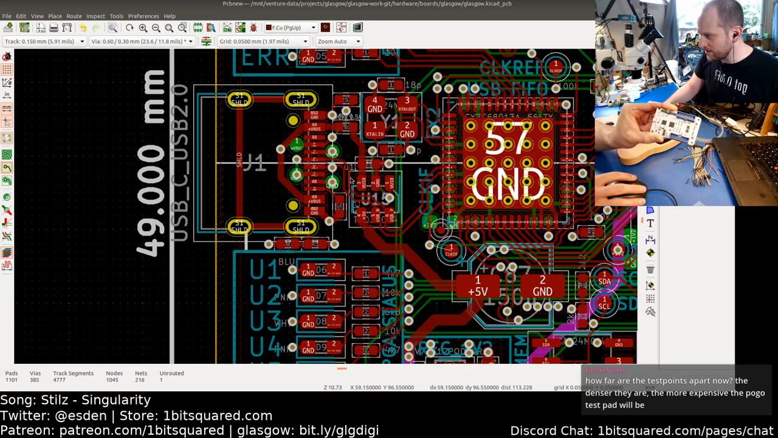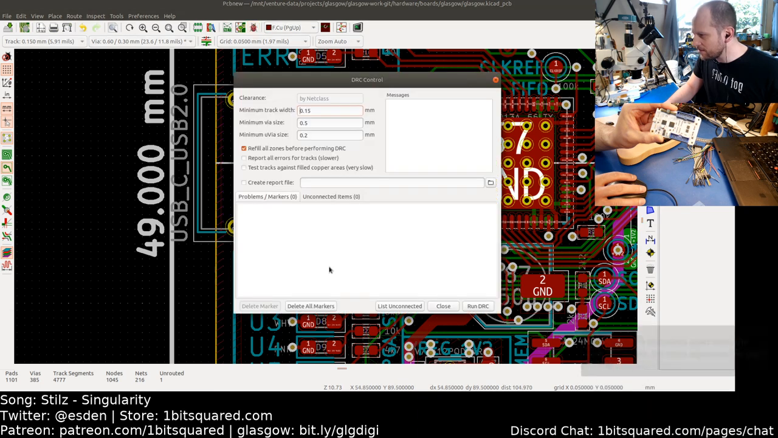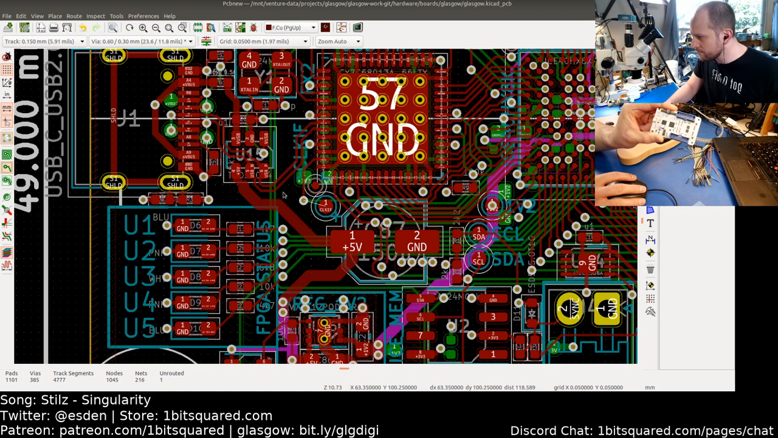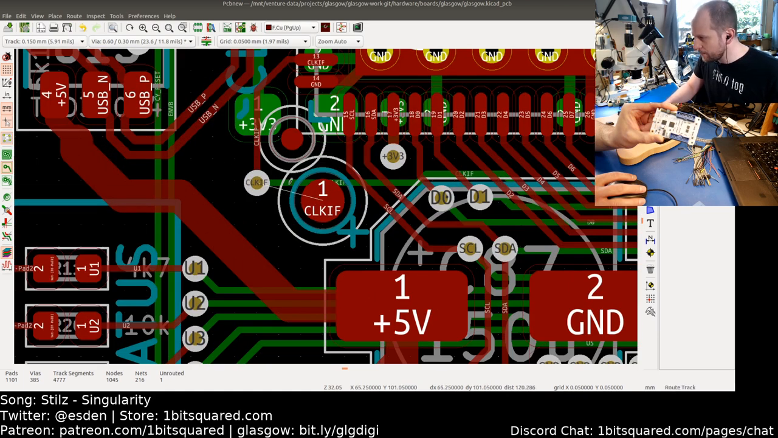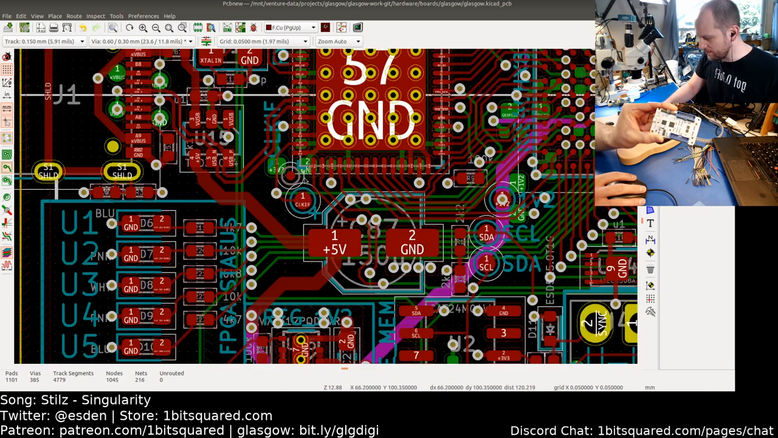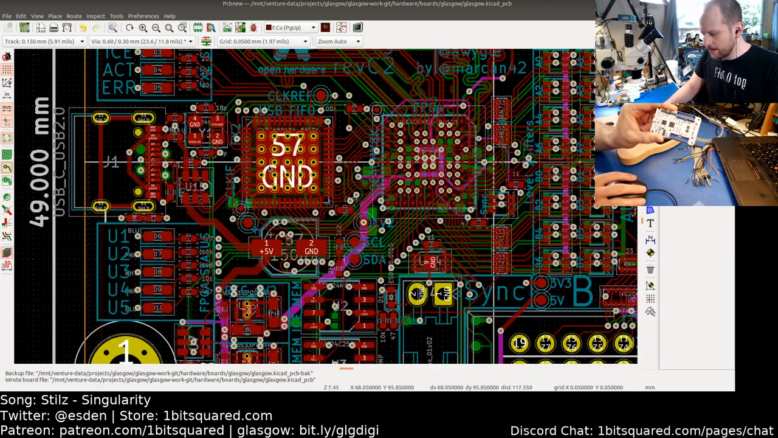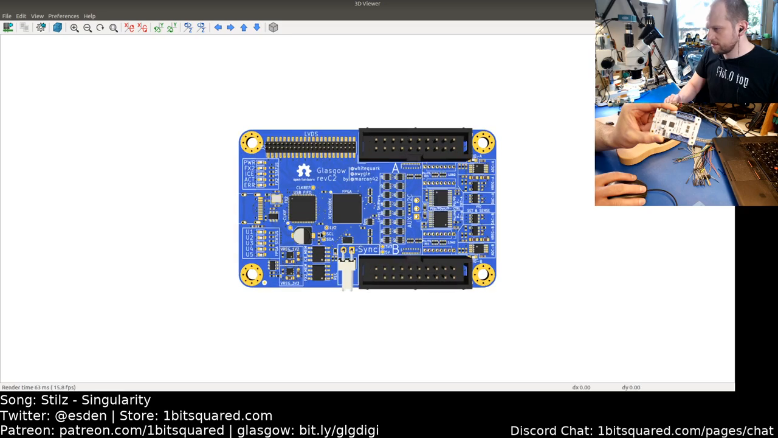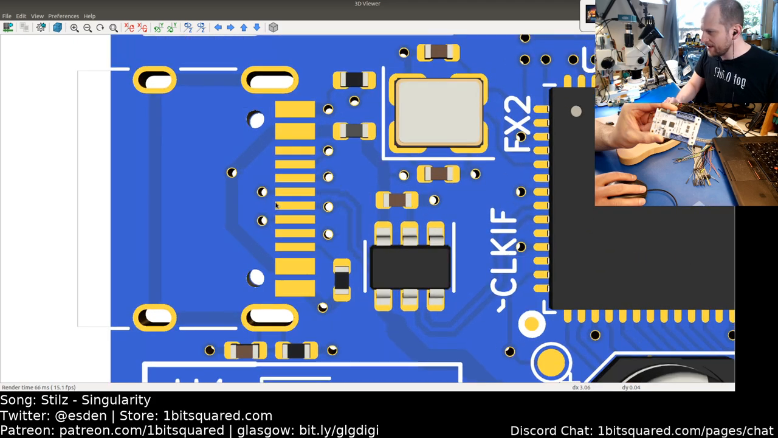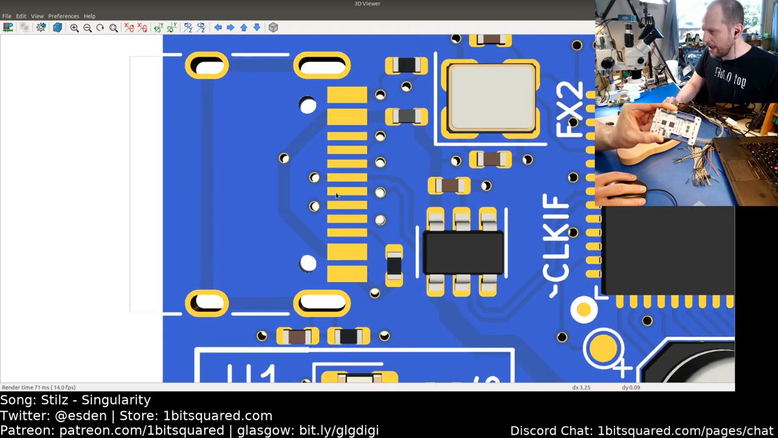One unrouted. Where is one unrouted? Let's do one unrouted. List unrouted. Oh, yeah, there you go. Because I moved you. Yeah, I probably can put it over the via too. Anyways, okay. Save. And 3D view. Oh, we need the 3D model for this, huh? Yeah, so that's looking okay, if you ask me.